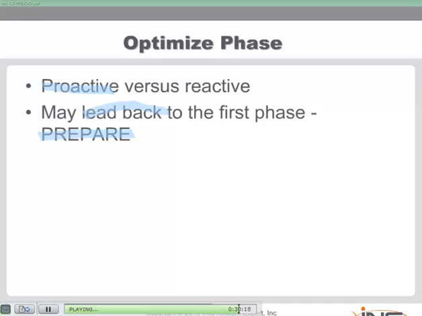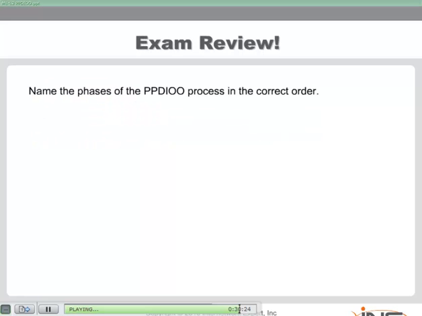Before we wrap up this second and final lesson of our first module of CCDA, let's take a look at some exam review. One of the things I told you you would be responsible for sure is you got to be able to name these PPDIOO phases, and you'd want to be able to place them in the correct order.